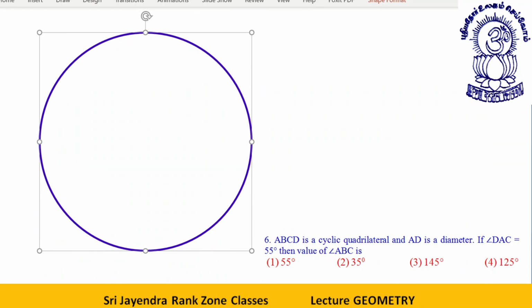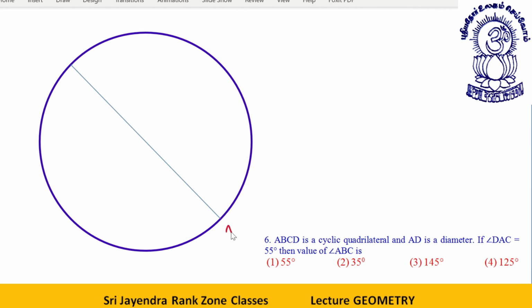Okay, I take this AD as the diameter. Let's say this is A, this is D. Okay, AD is the diameter. ABCD is a cyclic quadrilateral. AD is the diameter. If angle DAC is equal to 55 degree. DAC, from here I take, let's say this is the point. ABCD is a quadrilateral. Okay. DAC is equal to 55 degree. Let's say this is the point C. Here I take DAC is equal to 55 degree.